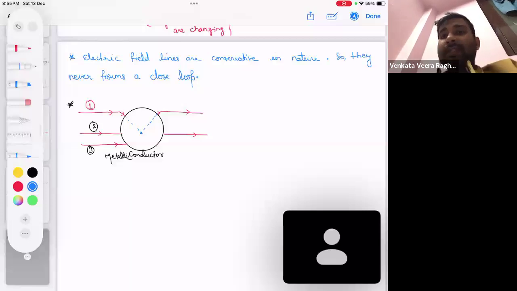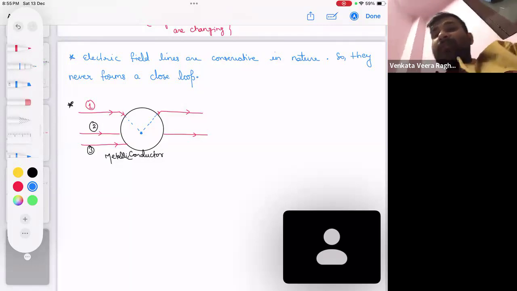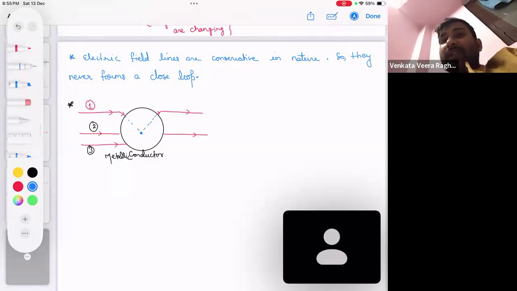Is the first one correct? See, an external field is there. Near the conductor, it becomes perpendicular, again comes out perpendicular, and again follows its own nature. So the first one is the correct field line. The second one is also correct. Why? Because of this, this is the point itself. So the second one is also correct. Why is the third one incorrect?